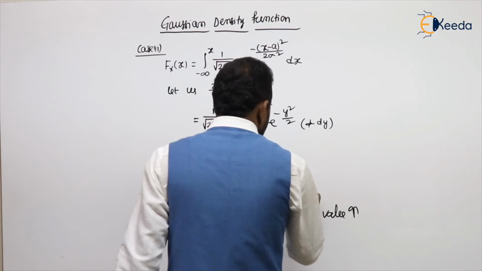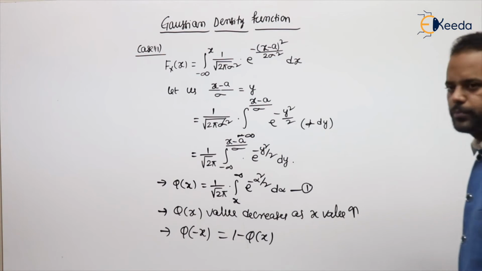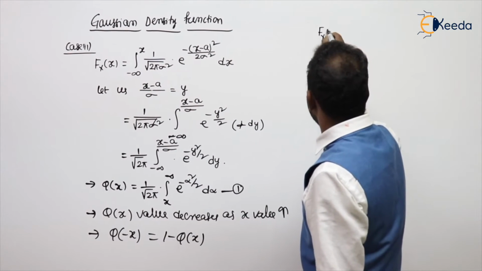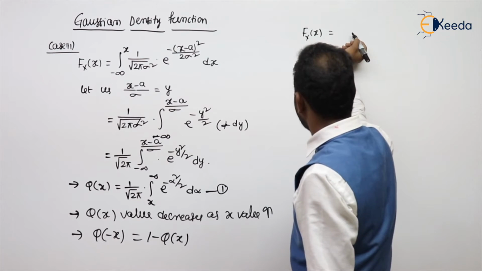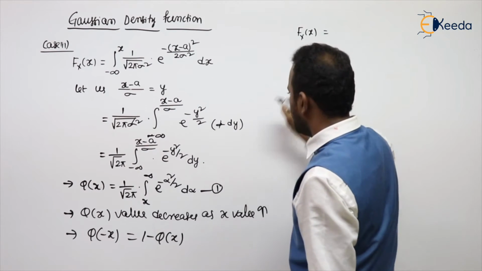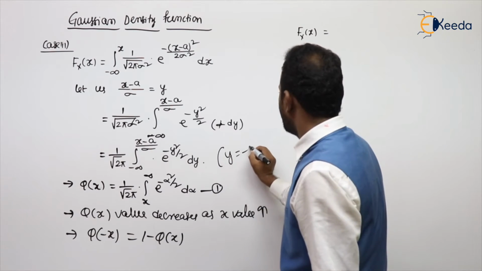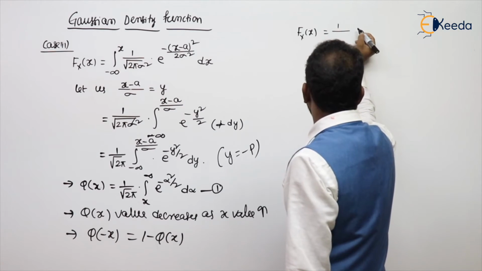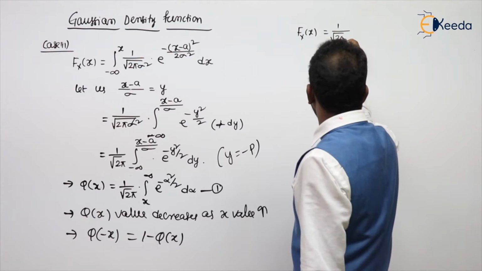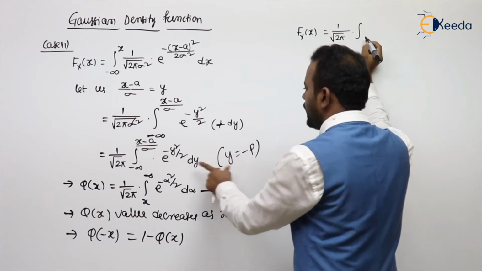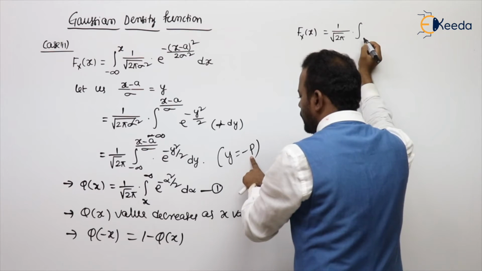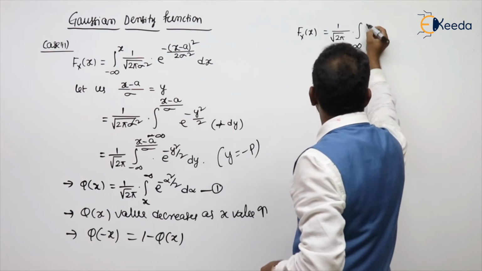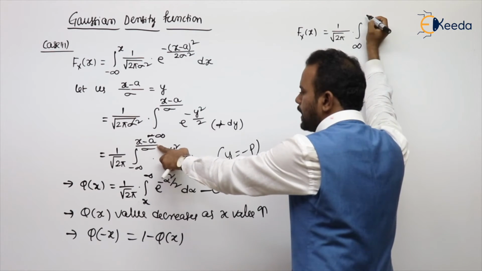Now, let us consider this is expression 1. Now follow. What is another modification I am doing in F_X(x)? I am taking another dummy variable, for example, y equal to minus p. That is a transformation I am doing. Follow. 1 divided by root 2 pi. What is the lower limit for y? Minus infinity. What is the lower limit for p? Minus infinity equal to minus p, so plus infinity. What is the upper limit for y? (x minus a) by sigma.